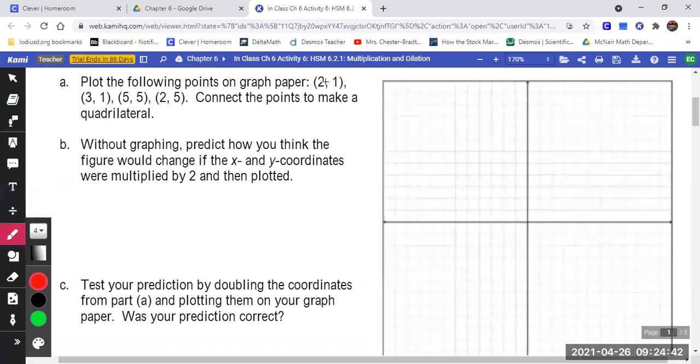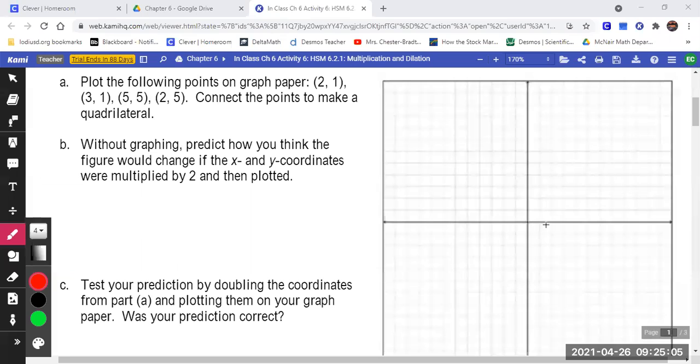So first one is 2, 1. Center is always 0. First number is always left and right. If it's 2, that means positive 2. Is that going to be left or is that going to be right? Because some of you are still having problems with your graphing. We're practicing that right now. So if I say positive 2, it's going right 2.